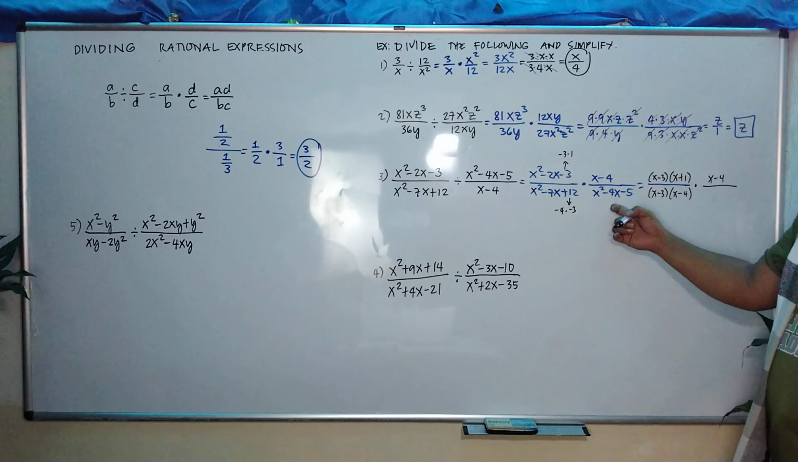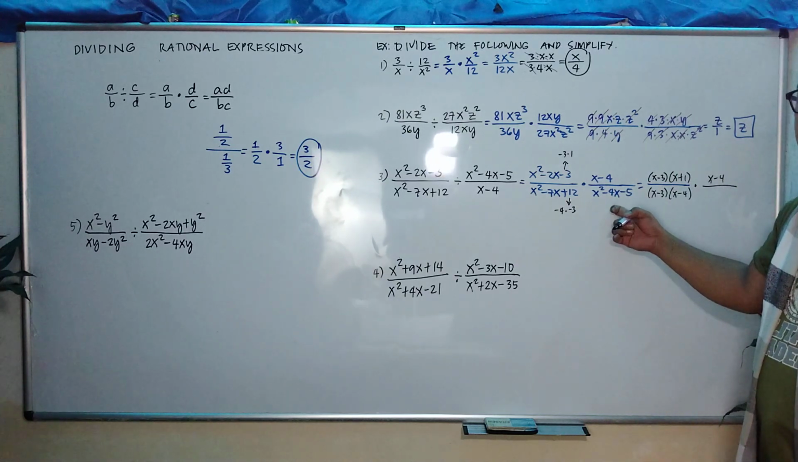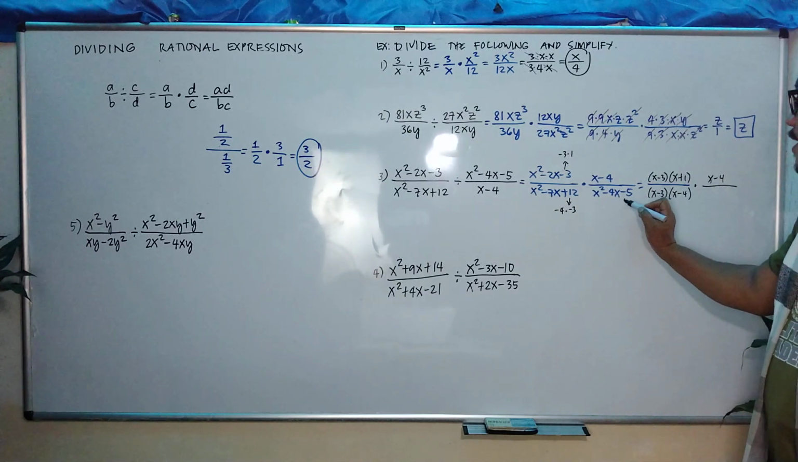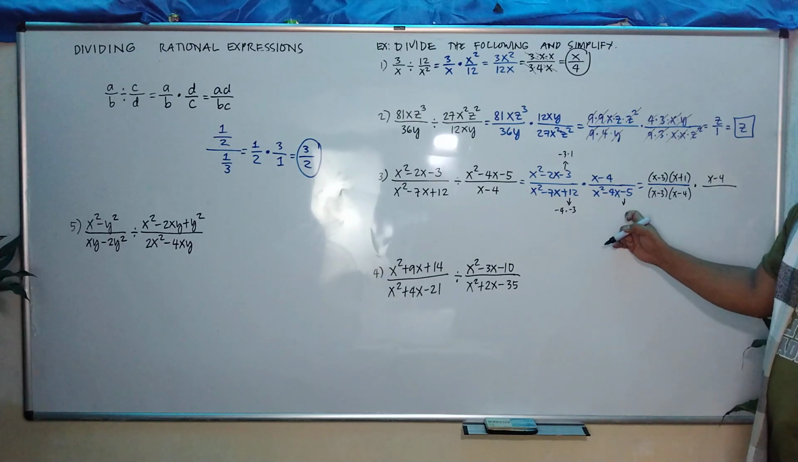Then the last denominator can also be factored by trial and error method. Just looking at the last digit, which is negative 5, we need to find its factors.